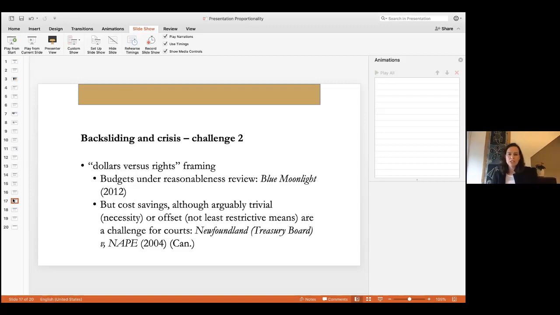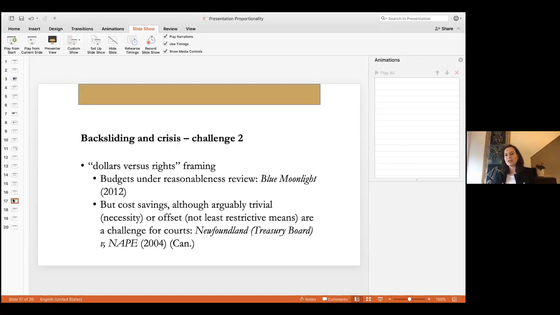But when a proportionality framework is given, then the court is faced with assessing dollars versus rights. And a Canadian example from 2004 shows how challenging it is for a court to make the determination, in the context of a financial crisis, that some money should have been saved in a different way that didn't impact on rights in the way it had.